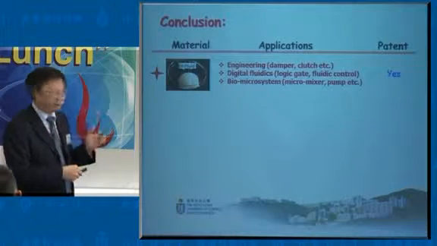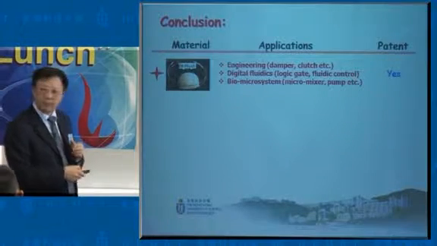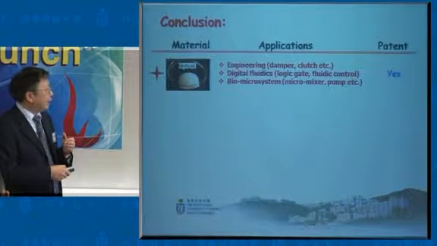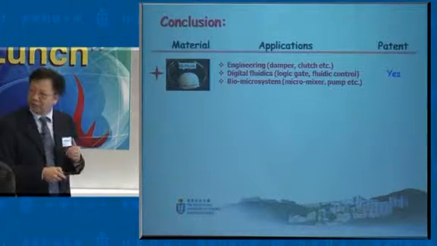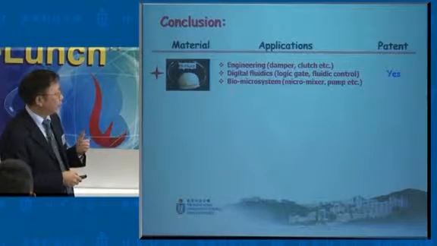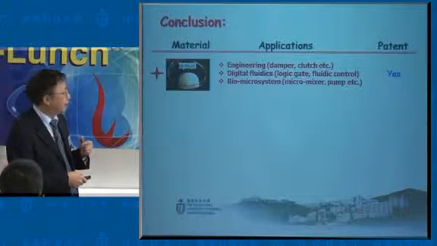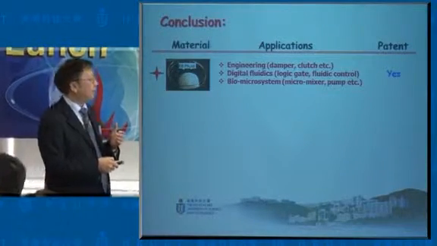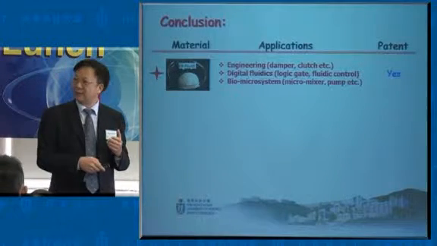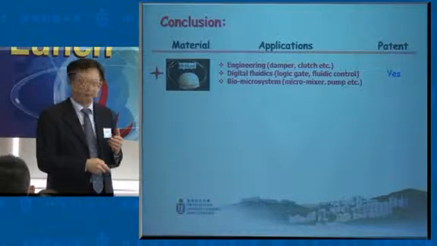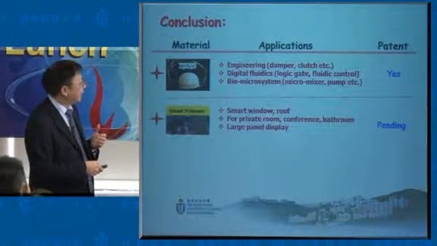So its applications: engineering. We can use a damper, a clutch, and digital fluidics, or logic. We actually have some patents with logic for fluid control. You can also use it in a bio-microsystem, or a micro mixer, like a pump. So we have a patent. Yeah, we have 5 US patents, with different device patents and a materials patent. And next one is smart polymers.